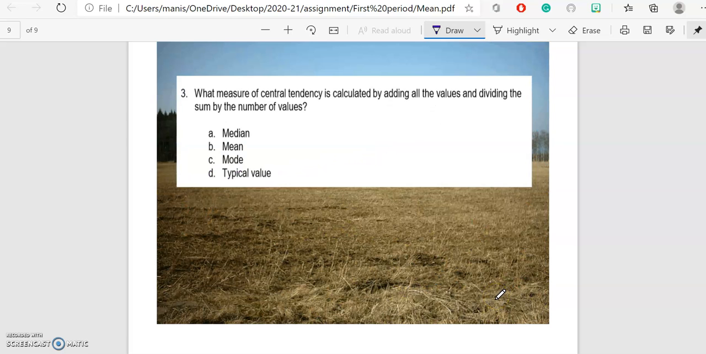Which measure of central tendency is calculated by adding all the values and dividing the sum by the number of values? So what do you think is the answer? Yes, you are correct. Answer choice is B, mean. The definition of mean says add all the values and divide their sum by the number of values. Good job.